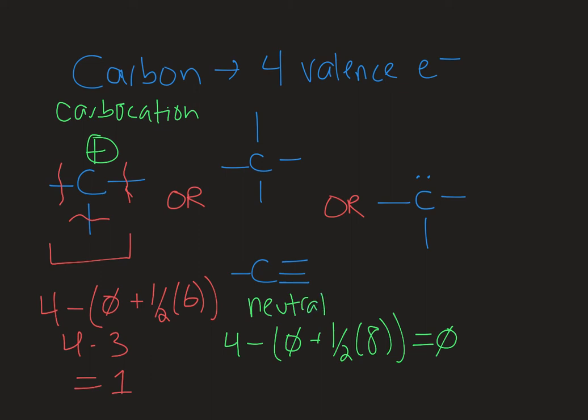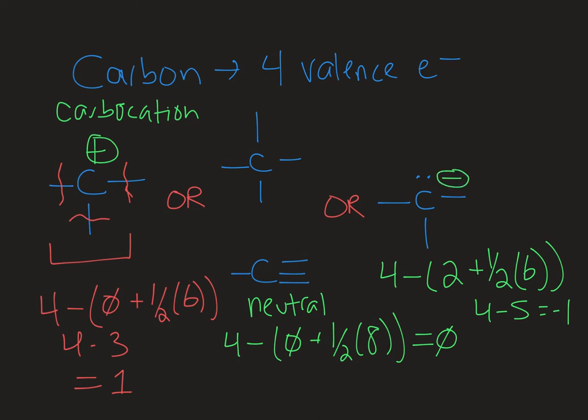Okay? And then lastly, we have this carbon on the right-hand side. It has a lone pair of electrons and 3 bonds. So again, the valence is 4. If we subtract the number of non-bonding electrons, which is that 1 lone pair, 2 electrons in that lone pair, so 2, plus 1/2 of the number of bonding electrons. It has 3 bonds. Each bond has 2 electrons in it. So that's 6 total bonding electrons. So that would be 4 minus 5. That equals -1. So this carbon here is negatively charged. That is called a carbanion.